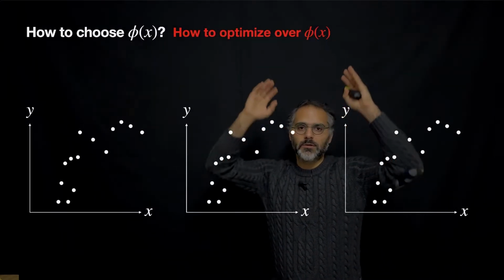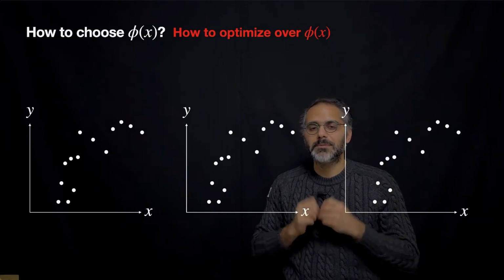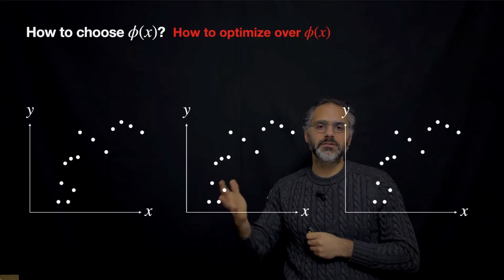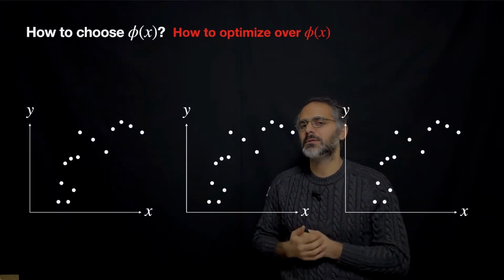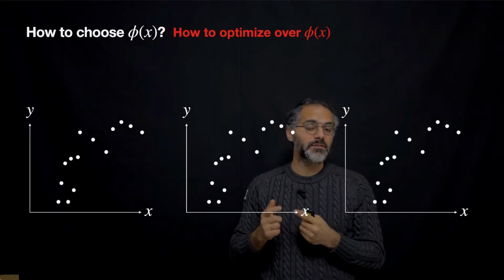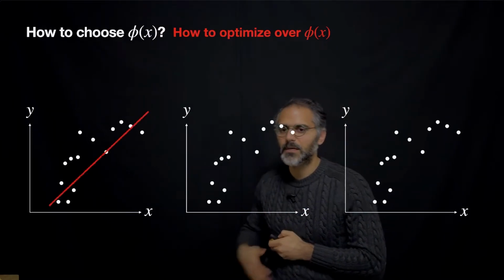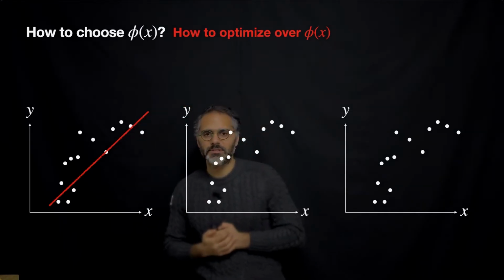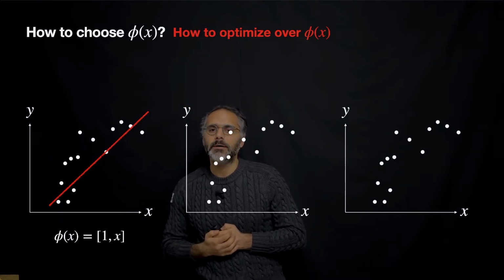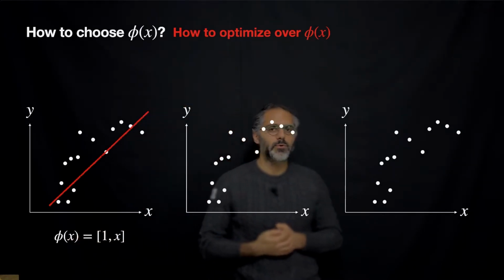And the question of how you choose phi becomes central. How do I choose phi given the data? Now I have a lot of possible models that I can fit given the same input. So one thing you can do is just fit a line, and this would be a feature that is 1, x.